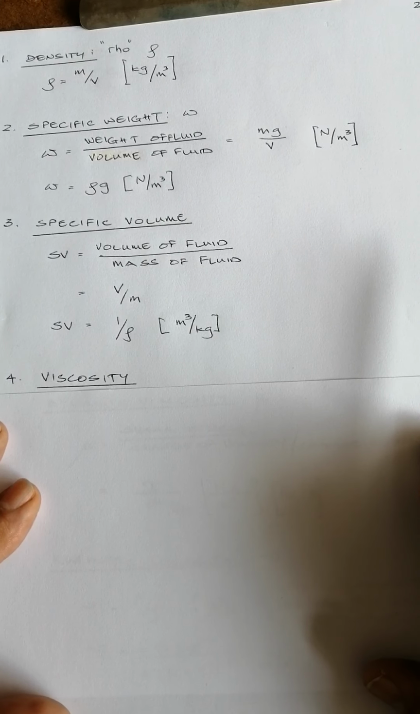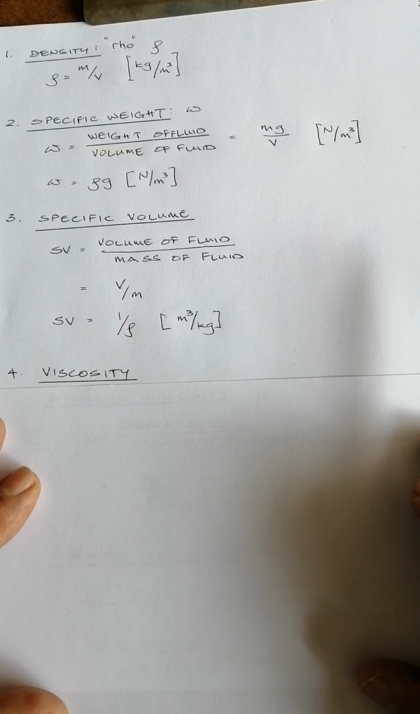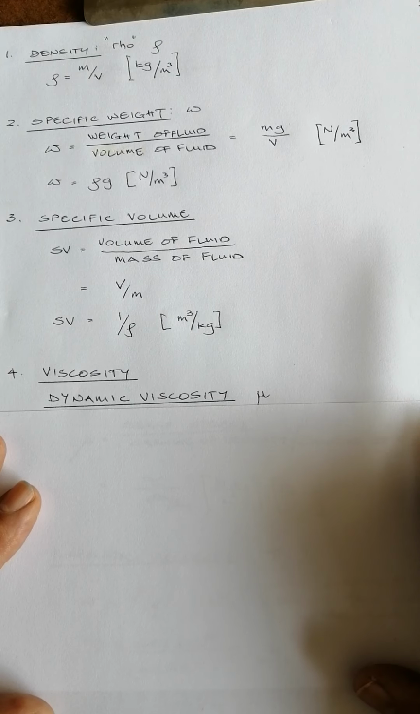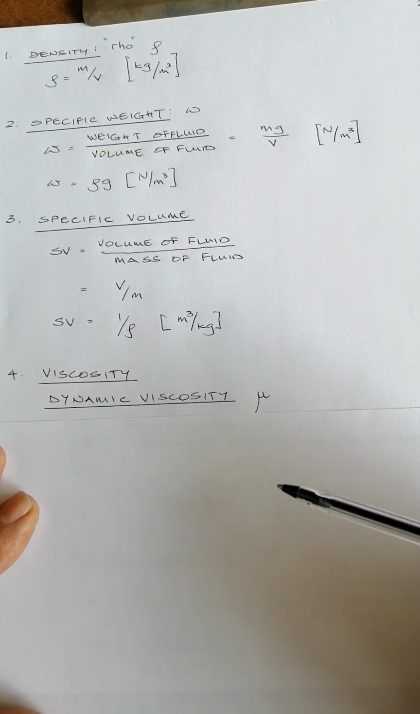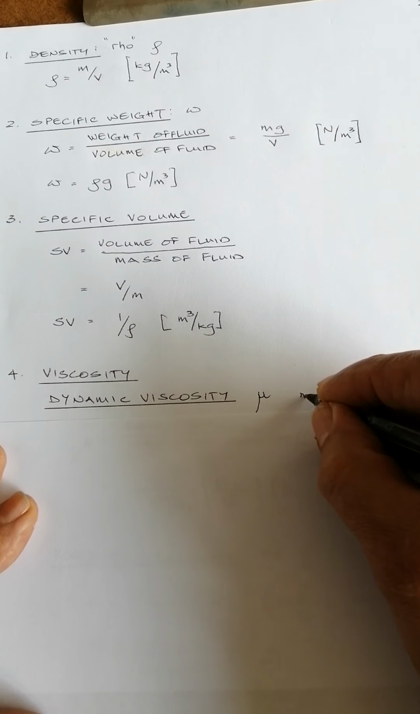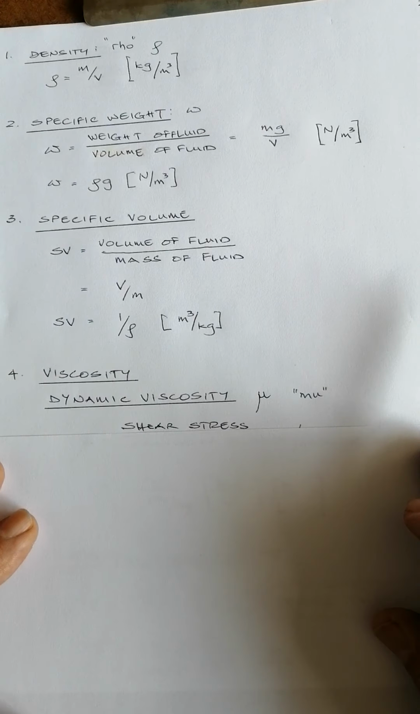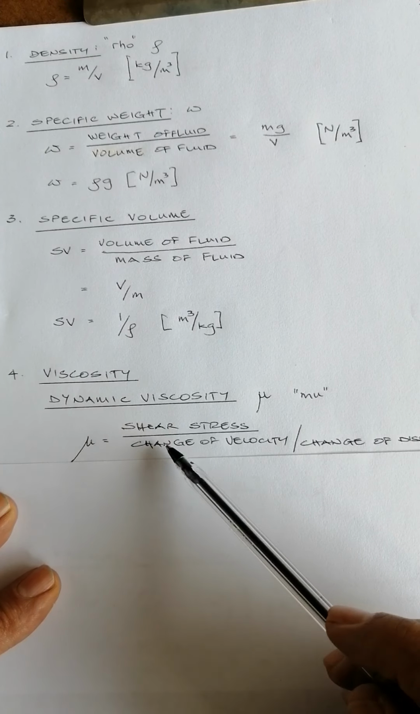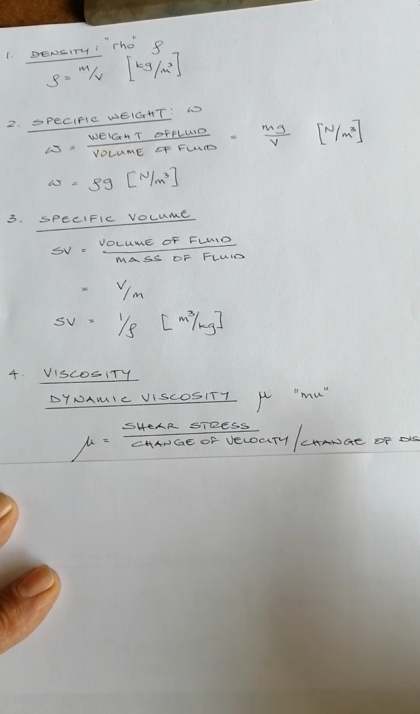Your viscosity, as I have said, is divided into two types of viscosity. You have your dynamic viscosity and you have your kinematic viscosity. So looking at the dynamic viscosity, the symbol is a U with a tail to it, which is normally termed as mu. Mu is the Greek letter for your dynamic viscosity, and your dynamic viscosity in terms of an equation is equal to your shear stress divided by your change of velocity by your change of distance.